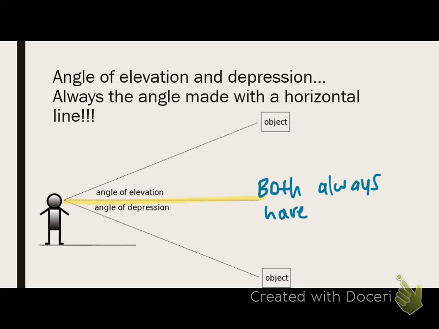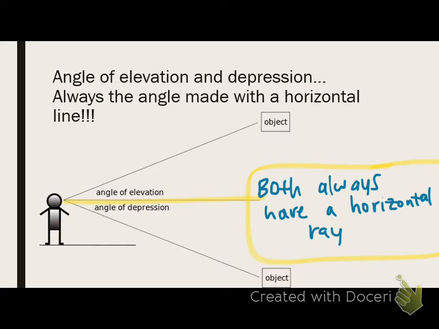And then write that both always have a horizontal ray. So highlight the horizontal line and say both always have a horizontal ray. Okay, so you've highlighted the horizontal line and say that both always have a horizontal ray. And here is why, I'll show you in a second why that matters.